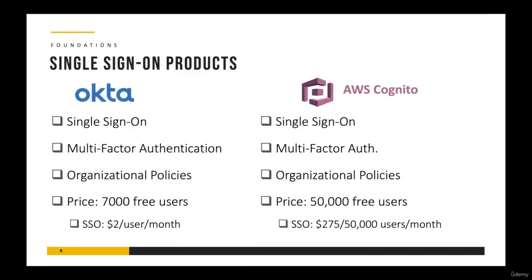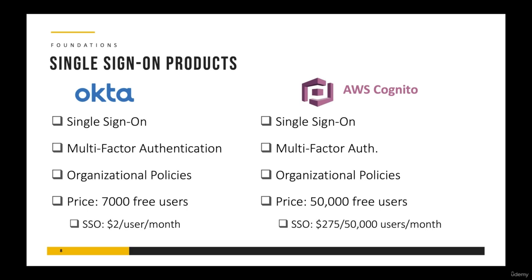Let's have a look at some of the commercial products used for single sign-on. The two giants in this category are Okta and AWS Cognito. Both provide similar services. Both provide single sign-on, and both support multi-factor authentication. They also support implementation and enforcing of organizational policies on IAM. The main difference is how they structure their prices.